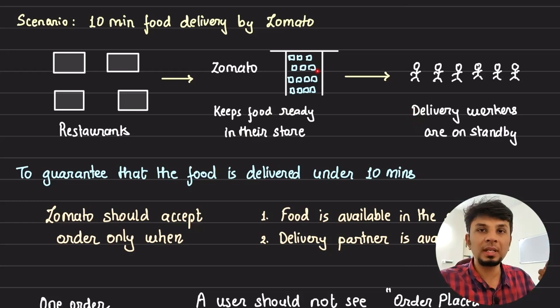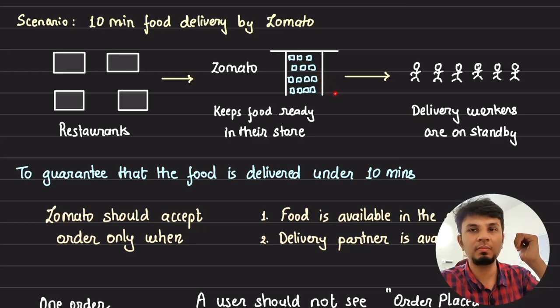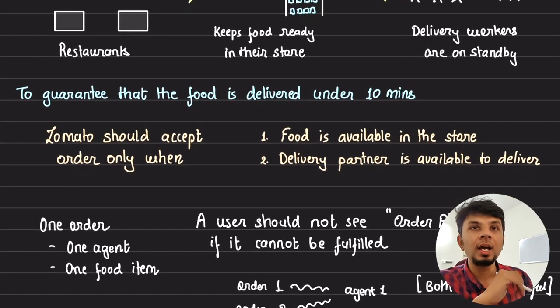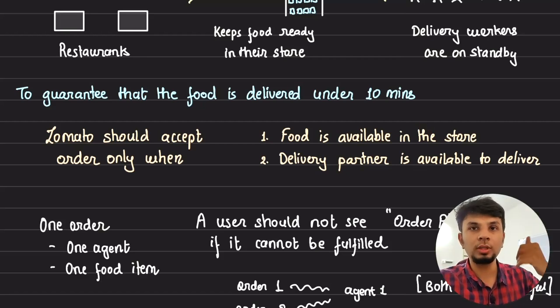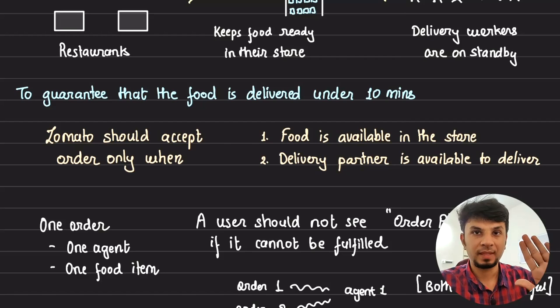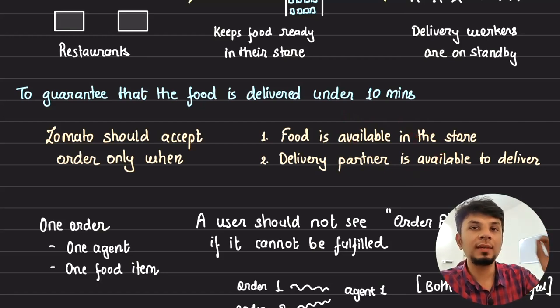Because the food is pre-purchased, it just needs to be heated up and assigned to a delivery agent to be delivered. But now, to guarantee a delivery under 10 minutes, what Zomato would have to ensure is that the food is available when it shows to the user that the order is placed, right? This is very important. When it shows to the user that the order is placed, the food has to be available in the store, and the delivery partner has to be available to deliver the food.